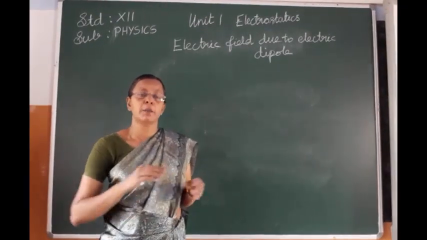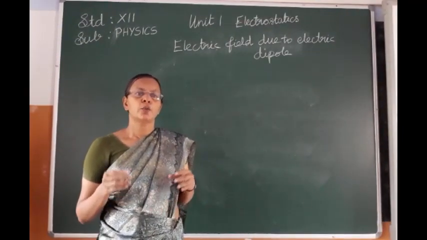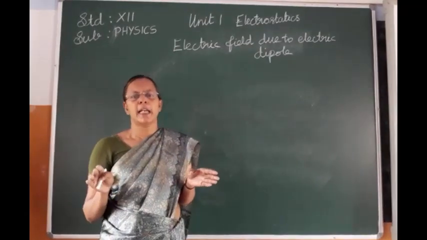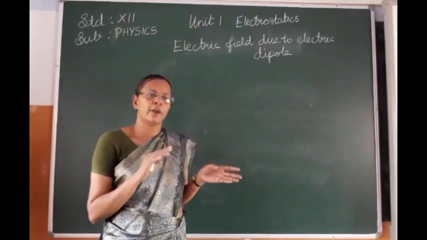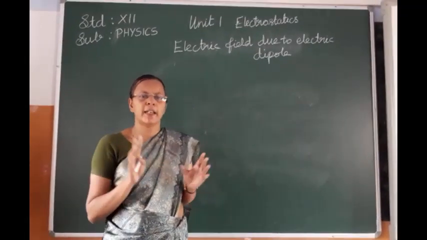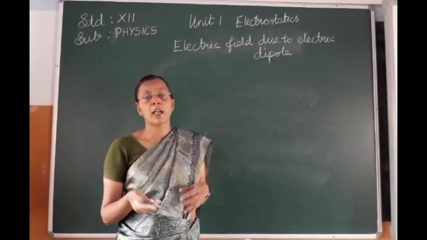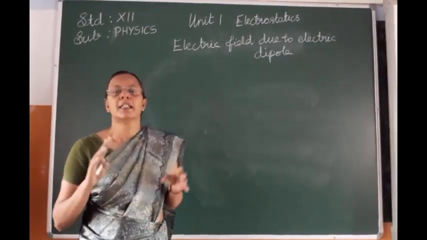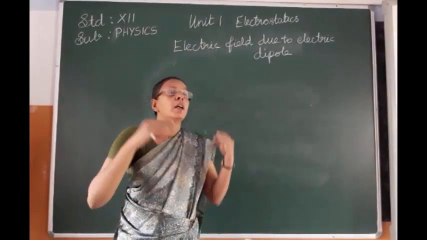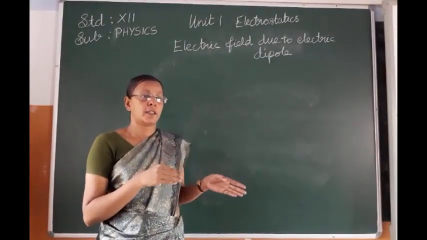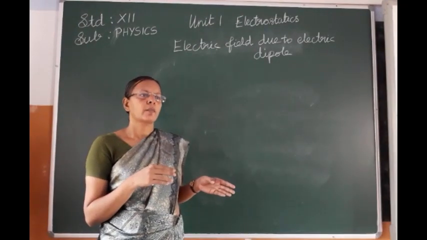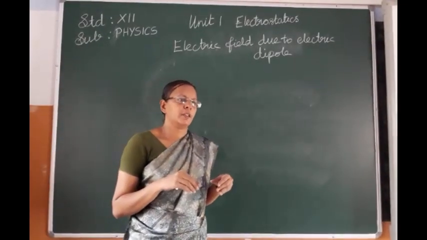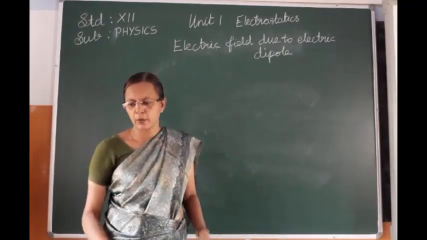Next, we have learned about the electric dipole. What is an electric dipole? Two equal and opposite charges separated by a small distance constitute an electric dipole. We have learned particles as examples of electric dipole, and the electric dipole moment also. Now we are going to learn about the electric field due to electric dipole. Because of that electric dipole, how much electric field do the nearby points or point charges experience? That only we are going to learn here.